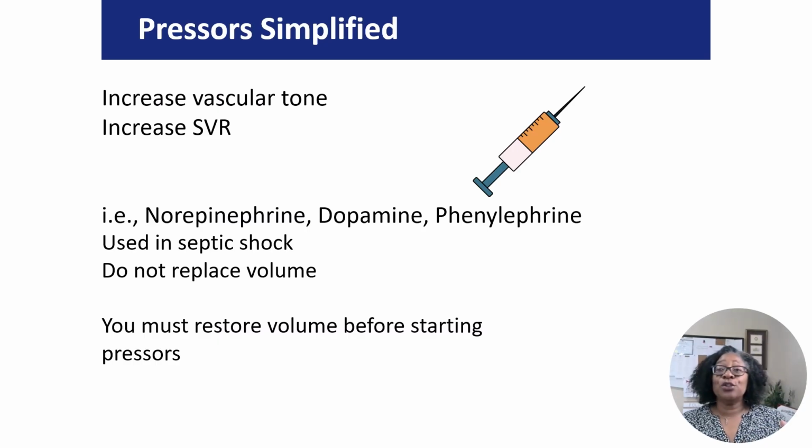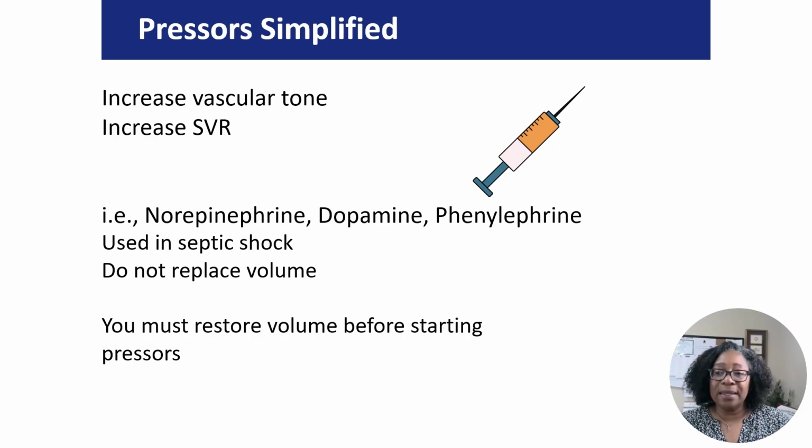Now let's move on to pressors. Pressors tighten blood vessels. They increase SVR. Remember, that's systemic vascular resistance. They increase blood pressure. So you may see on the NCLEX pressors like norepinephrine. They use that in septic shock. It's a vasoconstrictor and it raises blood pressure.